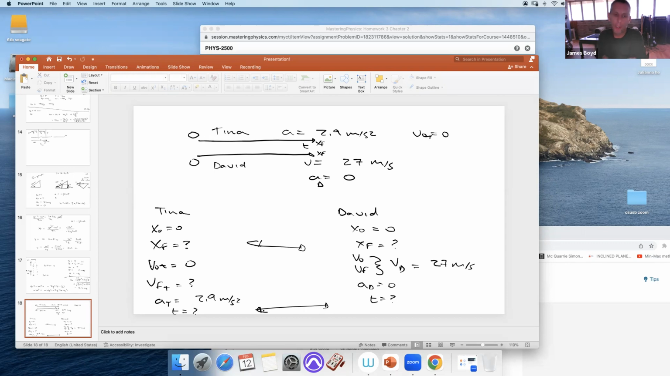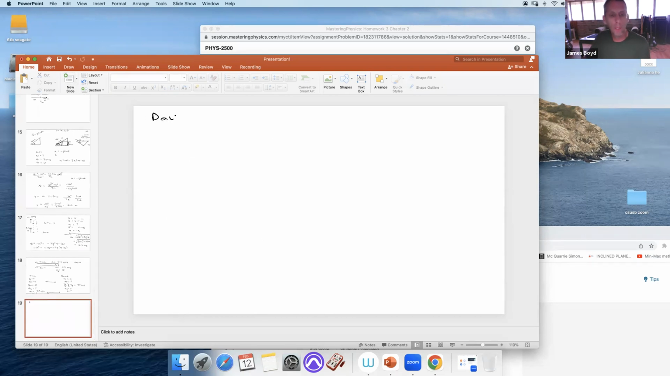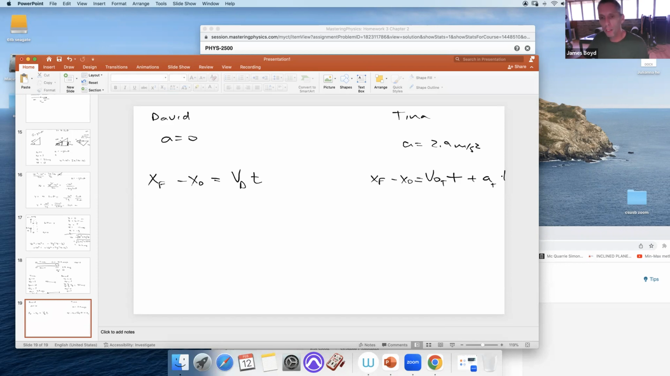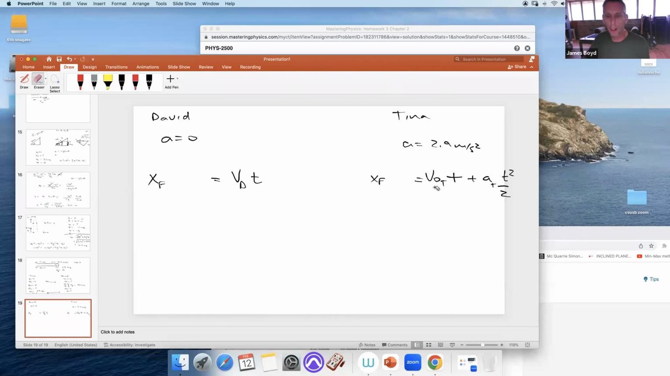So basically, we need an equation for x final for David, which is the case when a is equal to 0. David has x final minus x initial equal to V of David times T. For Tina, whose a is 2.9 meters per second squared, we need time and we need x final. So we're going to use the following: x final minus x initial is V initial of Tina times T plus a of Tina times T squared over 2. Now we can get rid of x initial on both of these. In fact, we can also get rid of Tina's velocity, because her initial velocity was 0. And x final is a for Tina, T squared over 2.